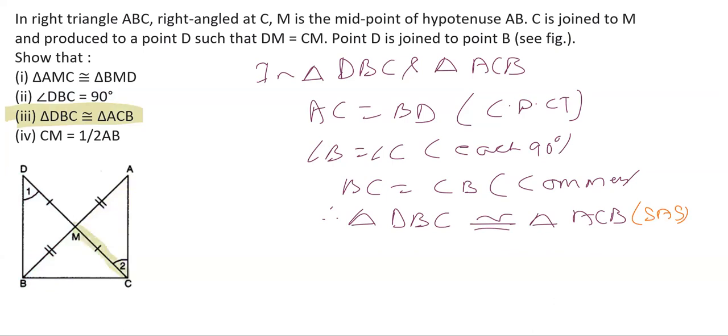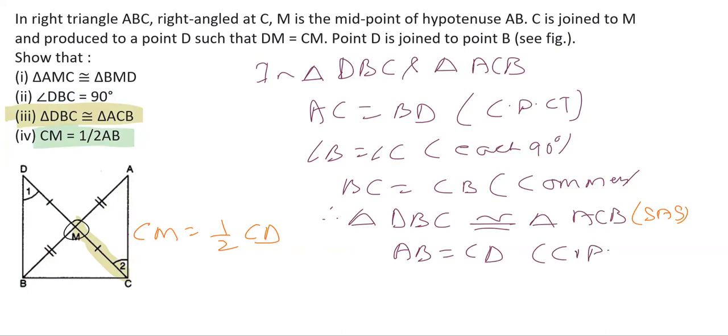Now in the final part, what we have to prove is the length of CM. CM is nothing but half of DC, right? As you know, M is the midpoint. So we can write CM as half of CD. But we need to prove CM as half of AB. Well, let's understand first. Let's set this aside first. We already know from CPCT that the length of AB is equal to CD.